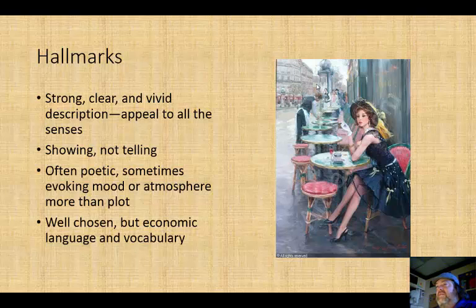Like all good writing, these should have well-chosen and economic language and vocabulary. We're trying to say as much as we can with fewer words, but more well-chosen words. Not necessarily small ones, not necessarily big ones, but the best words to suit our purposes.